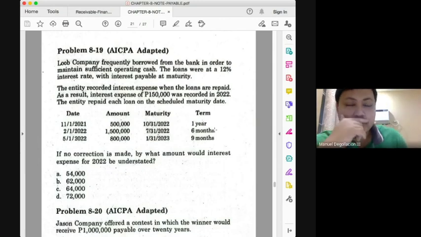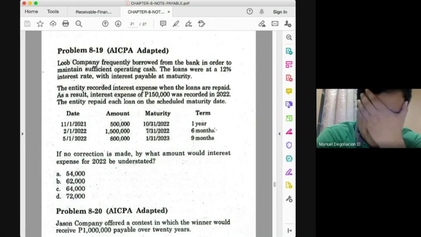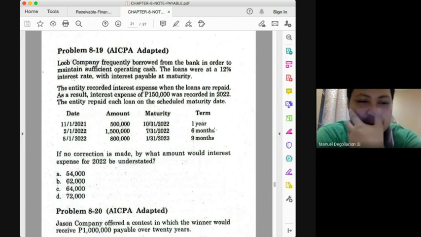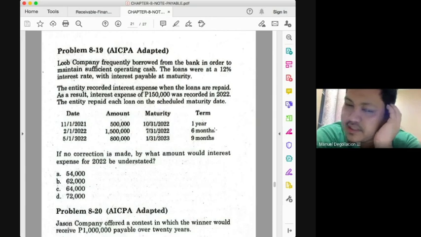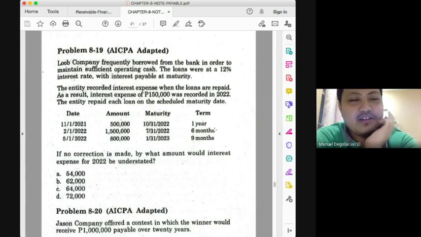Okay. So let's go. What was recorded in 2022 was only 150,000. The question now is, by how much would the interest expense in 2022 be understated if we only recognized 150,000? So we'll have to compare the correct amount of interest that should have been recognized in 2022 with 150,000. And we can actually substantiate the 150,000, how the problem got the 150,000.